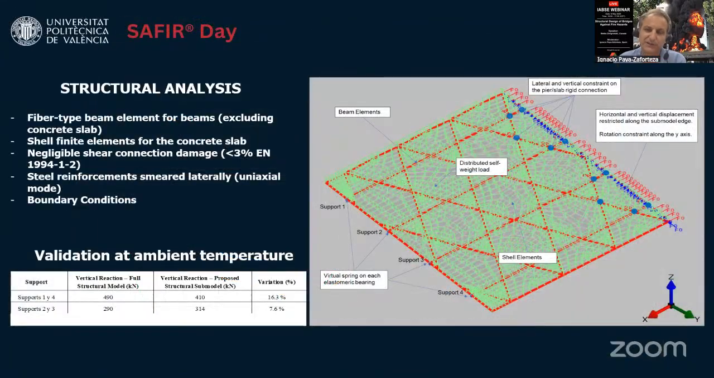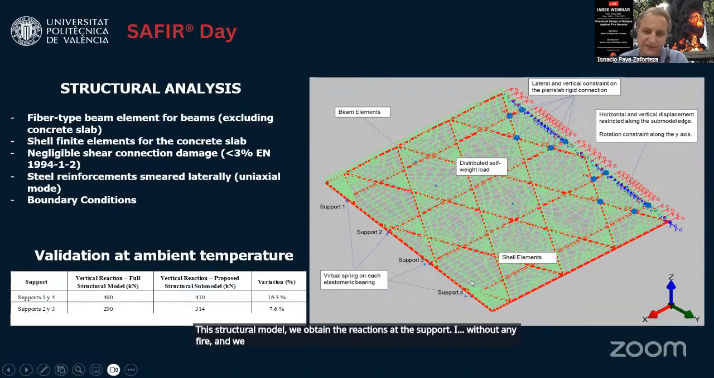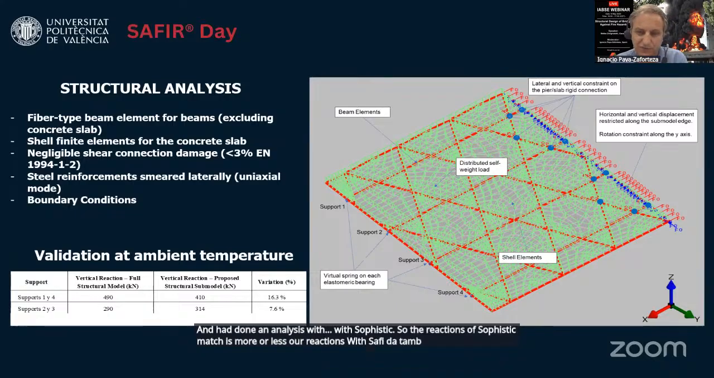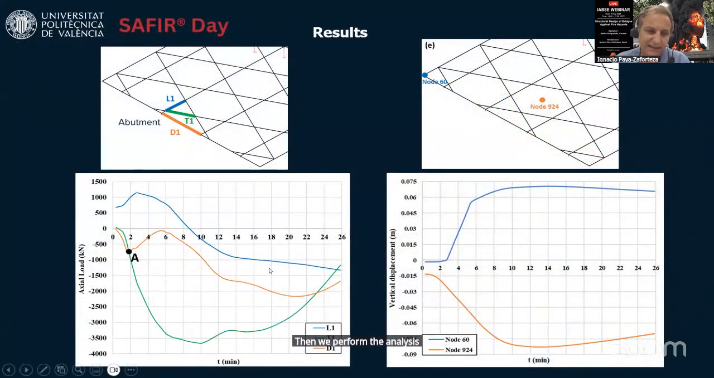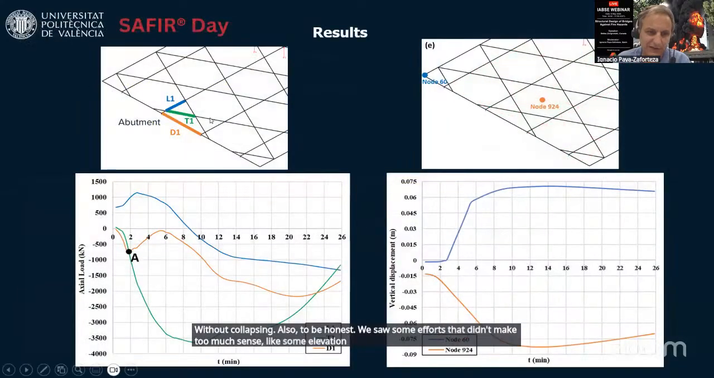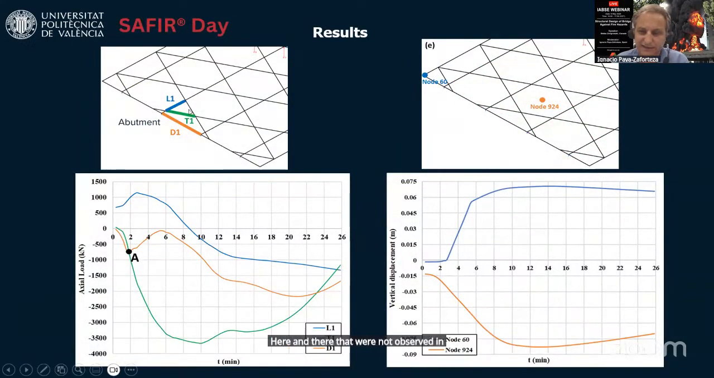With this structural model, we obtained the reactions at the supports without any fire, and we verified these reactions with the reactions given by a model done by a consultant who was working just at ambient temperature and had done an analysis with Sofistik. So the reactions of Sofistik matched more or less our reactions with Sapphire at ambient temperature, so we thought that the model was more or less well. Then we performed the analysis, and we saw that the bridge was able to sustain all the fire without collapsing. Although, to be honest, we saw some efforts that didn't make too much sense, like some elevation of some points here and there that were not observed in the real structure.